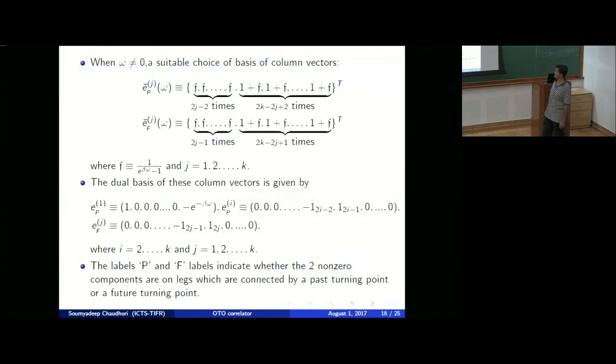And so one such suitable choice of basis for column vectors is this, where j runs from 1 to k, and this f quantity is just the Bose-Einstein distribution. And one thing to note is that this is a function of omega. So for each omega, we choose a particular basis, and notice that the elements in this basis diverge when omega is equal to 0, as you can see from the definition of f. And the dual basis of this is given below. And these labels P and F basically indicate, so in E_P and E_F we just have two elements which are non-zero, and the P and F indicate whether the two non-zero components are on legs which are connected by past turning points or future turning points.